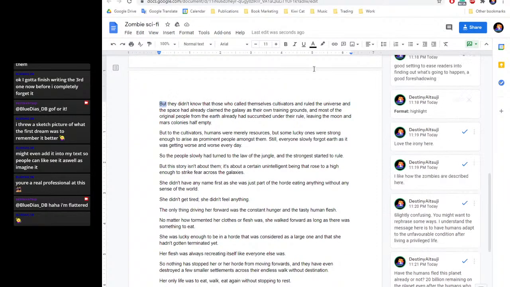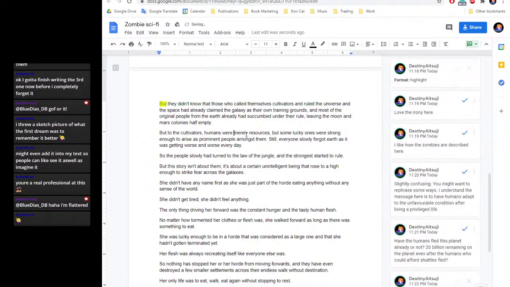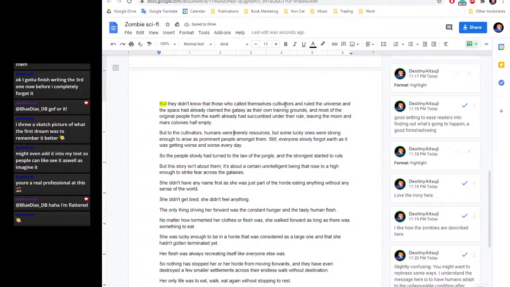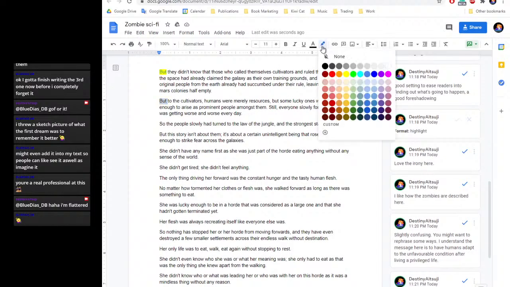Okay, I'm just going to highlight this. But they didn't know that those who called themselves cultivators and universe really claimed the galaxy as their own training grounds. Oh, interesting. So it's kind of like a zombie sci-fi, but with cultivation. Most of the original people on Earth already succumbed under their rule, leaving the moon, Mars colony half empty. Okay, let me just highlight.